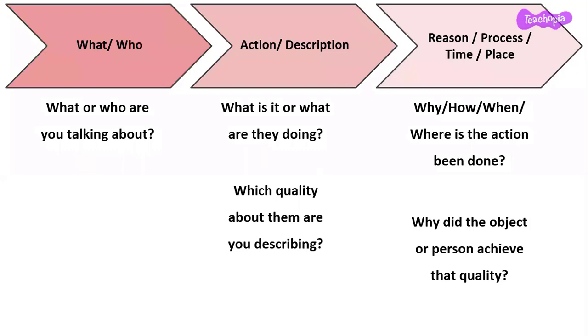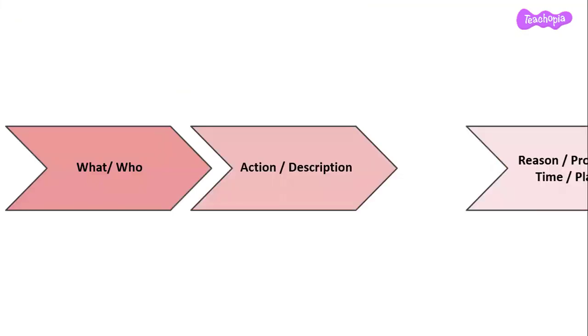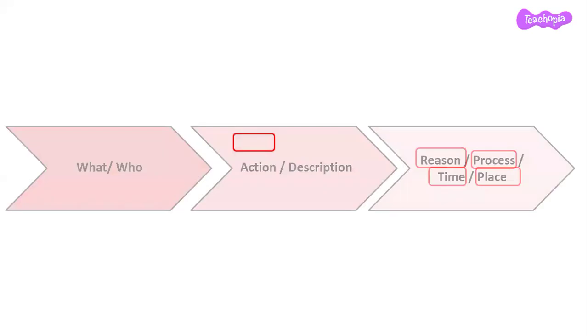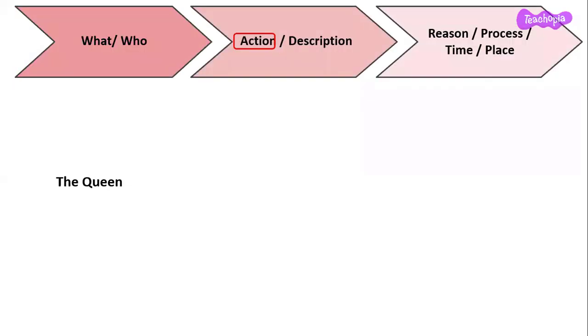In the third block, we can add information about the reason, time, process, or place that the action was done, or we can talk about why the quality was achieved by the person or the object. Let us look at this a little closely with some examples. Here, when it comes to action, we can add information regarding reason, the process of the action, the time of the action, and the place of the action. An example of that would be the sentence, the queen picked at her food.